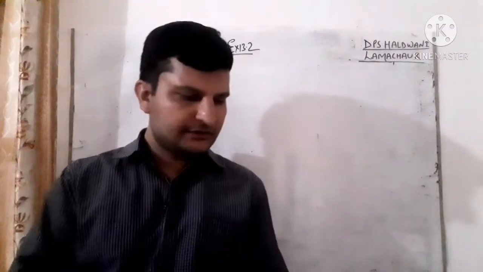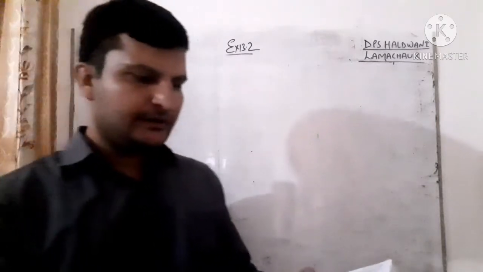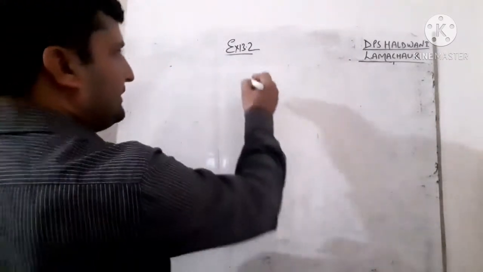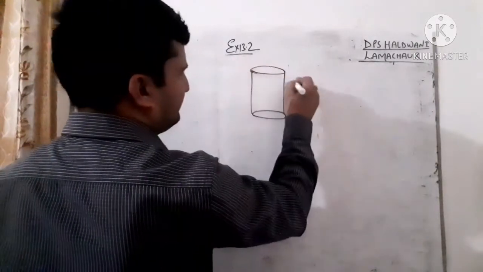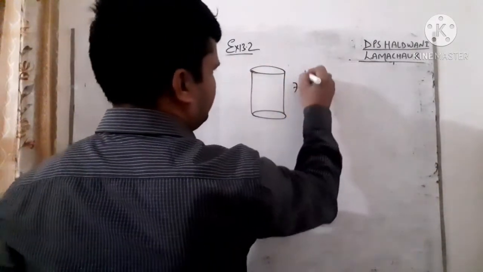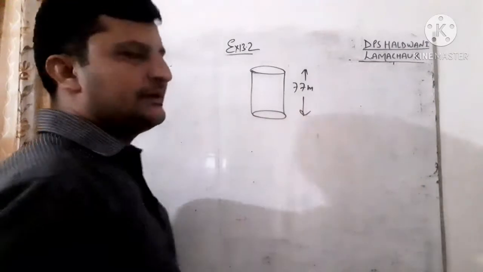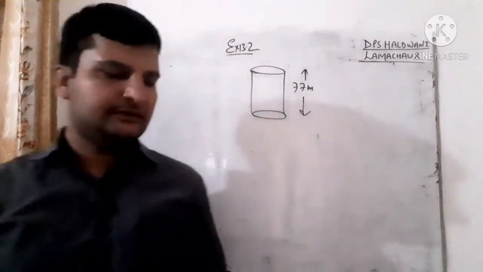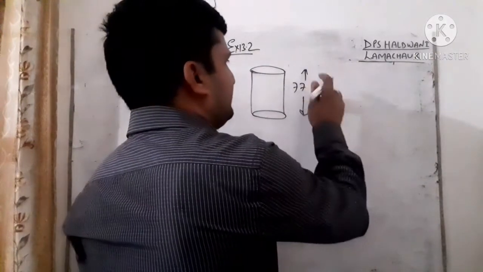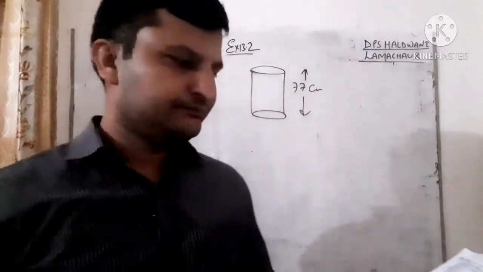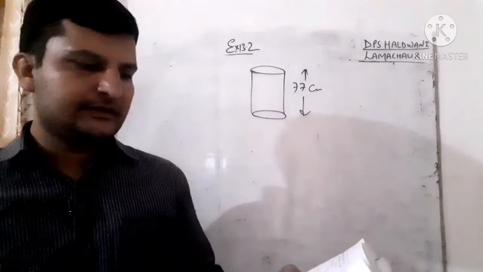Now student, the next question is question number 3. A metal pipe is 77 meter long. Suppose this is 77 meter long. Length of 77 meter long means it is the height also, you can write it. Sorry, 77 centimeter long is this, and the inner diameter of a cross section is 4 centimeter.